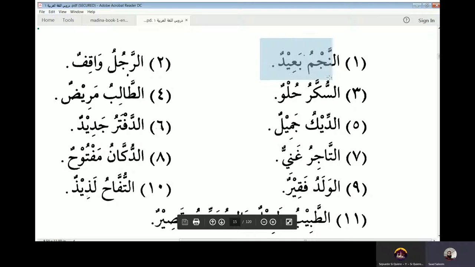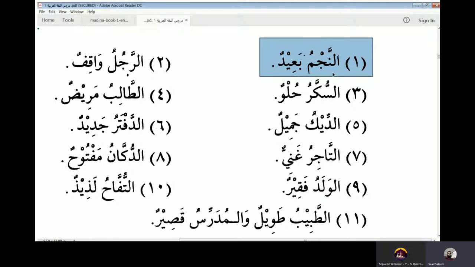Okay, read this. An-najmu ba'idun. The star is far. Yes, the star is far. Good.